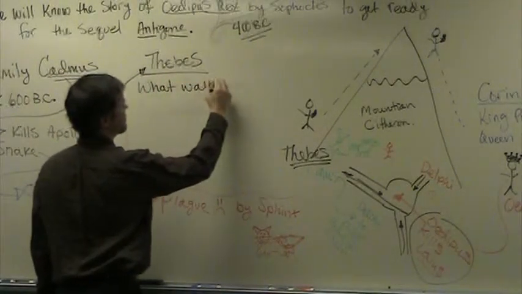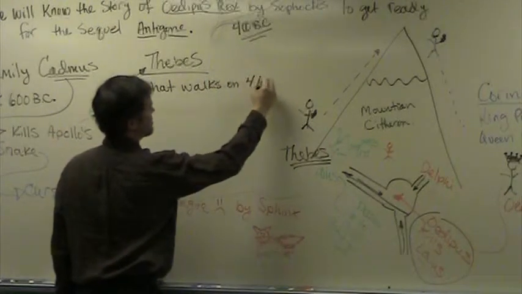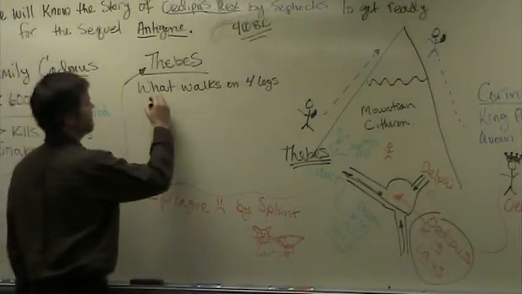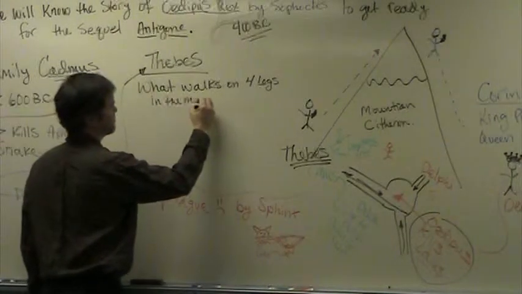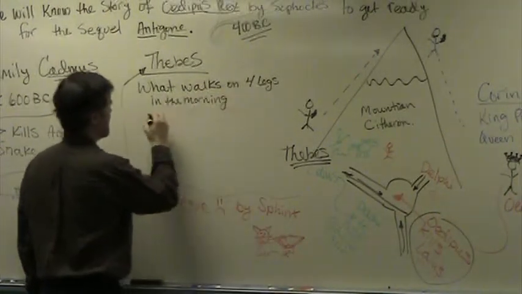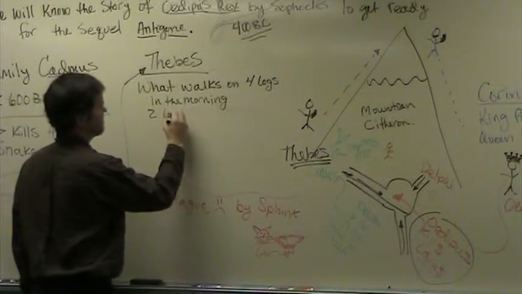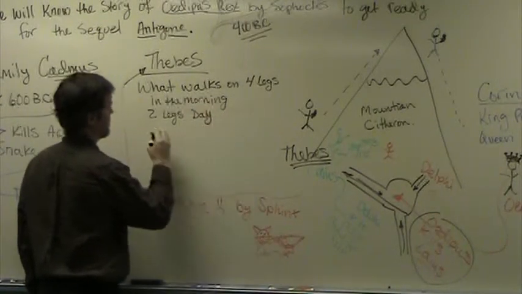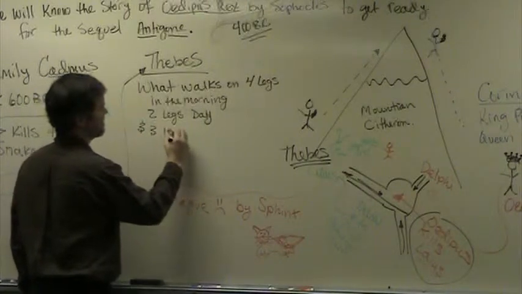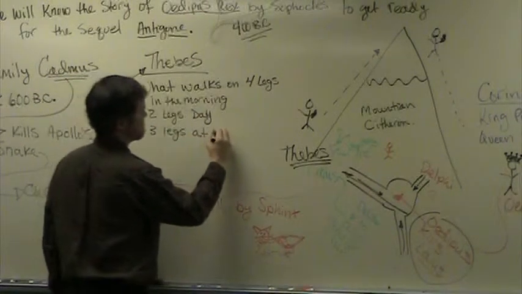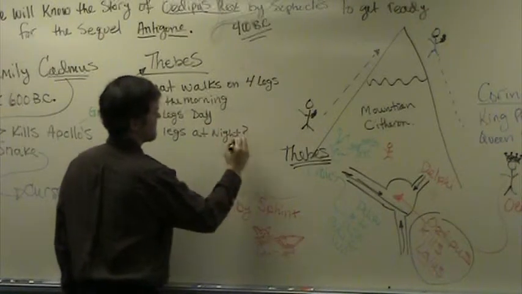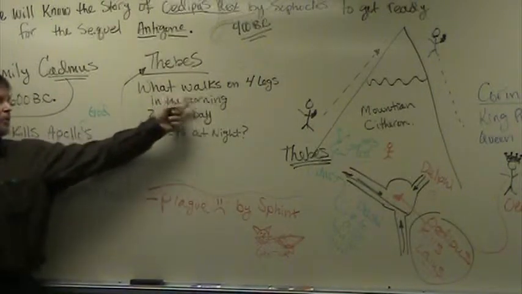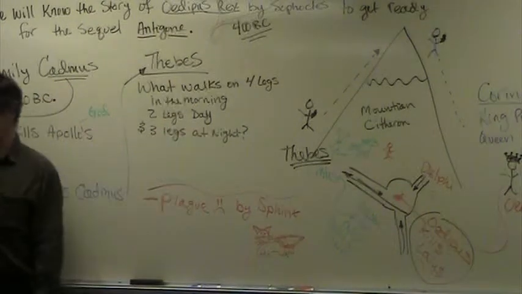What walks on four legs? A horse. Okay, if you know it, can you stop? What walks on four legs in the morning, two legs during the day, and three legs at night? This is the Sphinx's riddle. Okay? What walks on four legs in the morning, two legs at the day, and three legs at night?